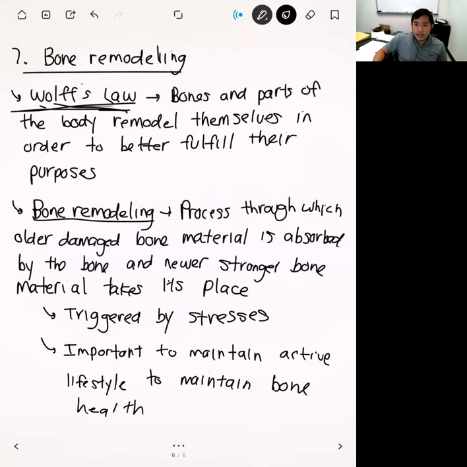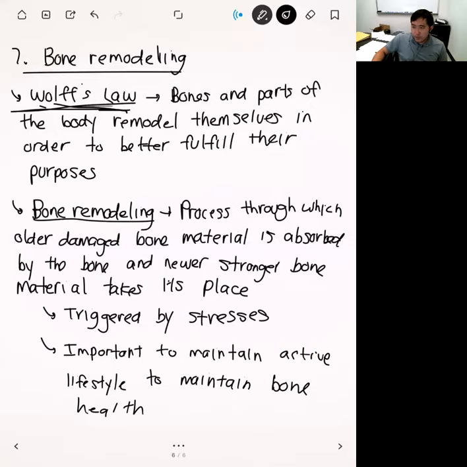Because their body is not experiencing the stresses that it needs for bone remodeling, and their bones just naturally get weaker. Okay, and so for astronauts that don't experience gravity, bone health is a major concern. Okay, all right, and so that's, I would say, kind of the most important learning objectives from bones.